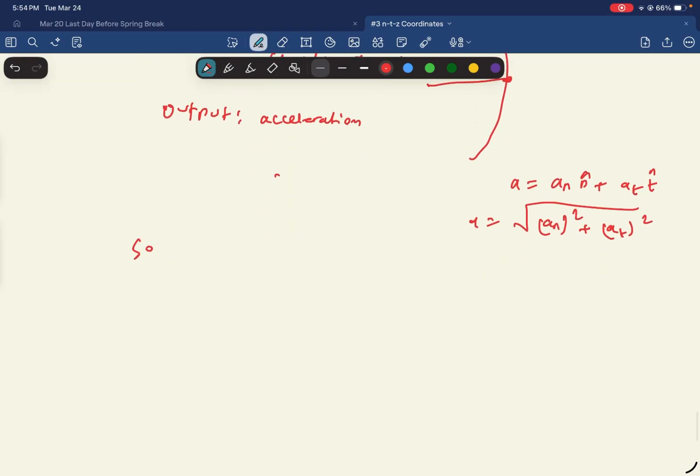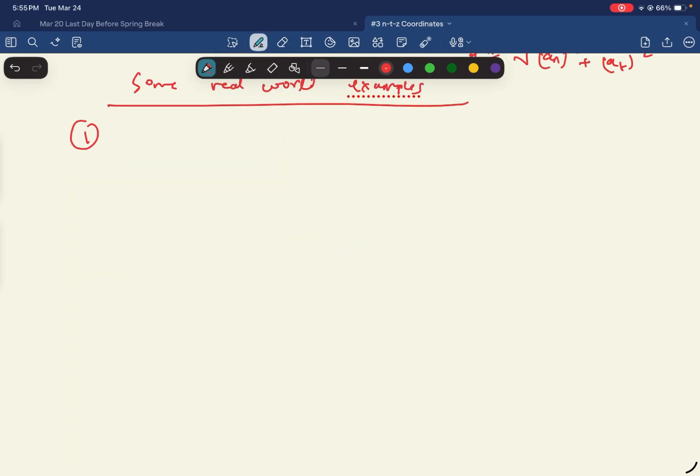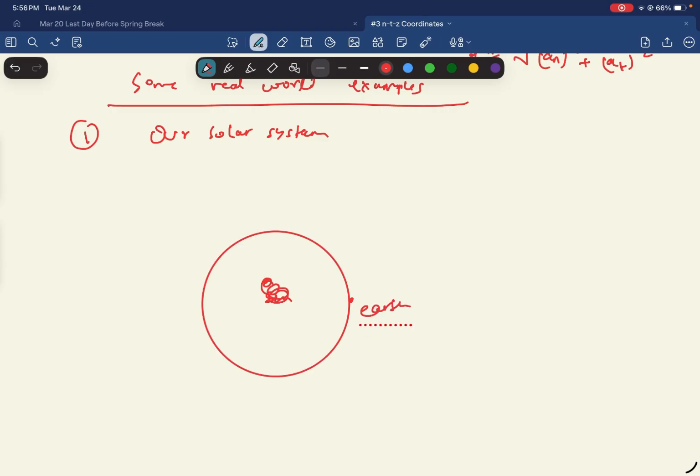Now talking about real world examples, because this is where the concept really clicks in. First of all, what comes to your mind if I say an object moving in a curvilinear path? Our own solar system. And this was the question that scientists developed the NTG coordinates for. They wanted to describe the motion of the planets rotating around the sun in a curvilinear path. So say this is our sun and this is earth. Well, the sun should be in the center. So this is the sun, this is the radius of curvature, this is the velocity in the tangential direction, and this is the normal direction. So they want to describe the acceleration in the normal and tangential directions.